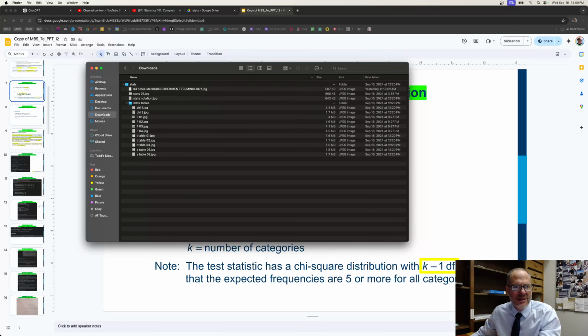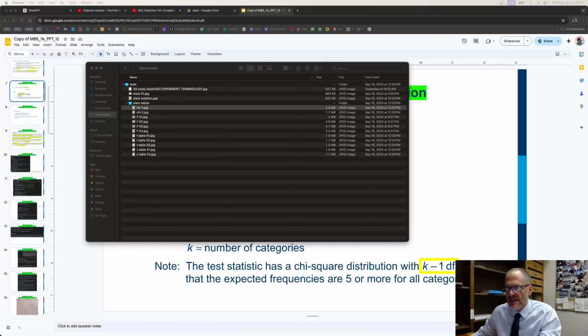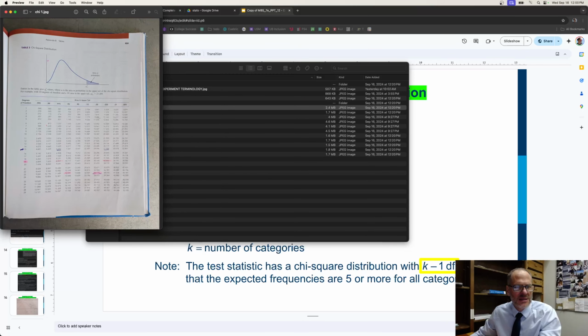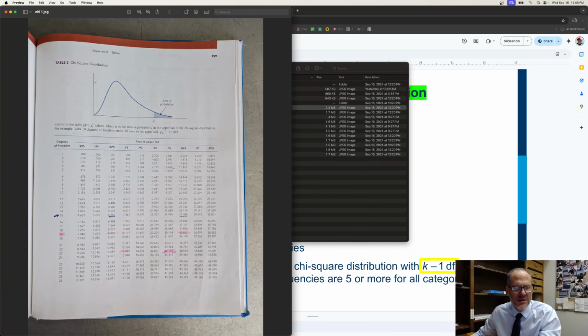So here in my downloads, we have the chi. We're going to bring up chi, and here's the chi-square distribution, the probability distribution. We'll make this a little bit bigger so we can see it easier. And here's chi-square. We have 2 degrees of freedom, and so the area in the upper tail.